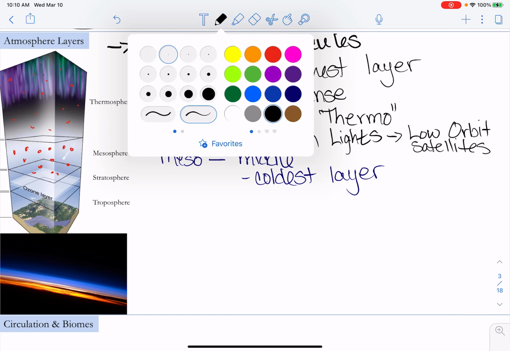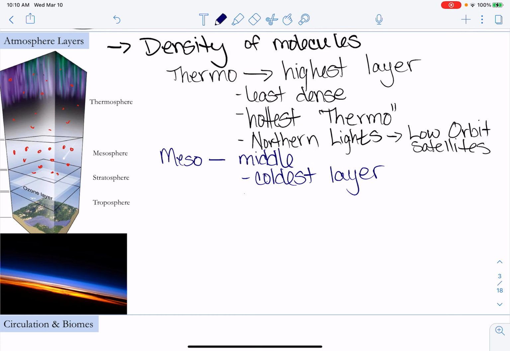And then something else, just to keep things organized, this is where meteors burn up in our atmosphere. So if you've ever watched movies where space shuttles are coming back into our planet's atmosphere and you start to see them burn up on the bottom side, that's happening in the mesosphere.